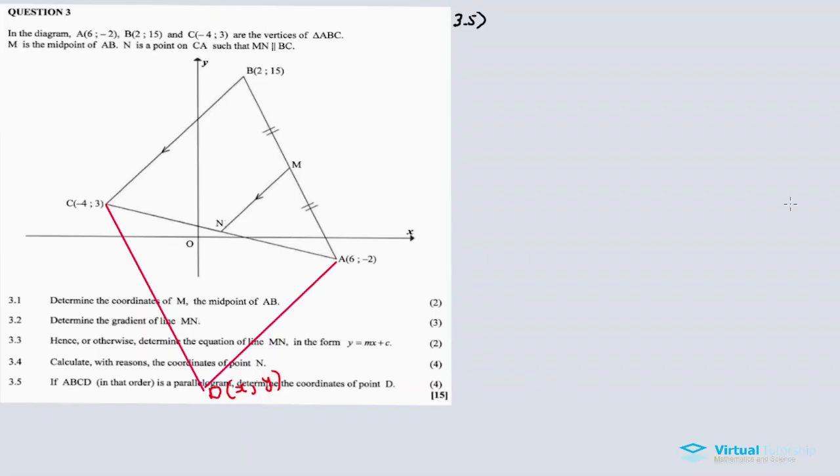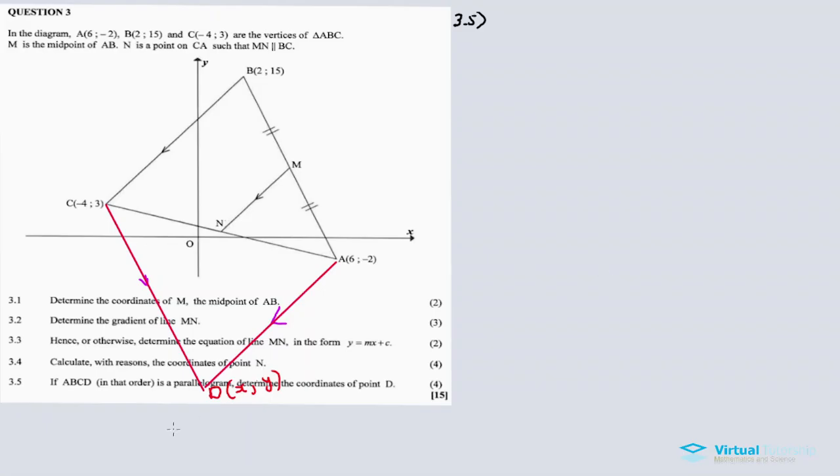All right. These sides are parallel. One way of doing it is to get the equations of this line as well as this line, then find D as the point of intersection, or solve these equations simultaneously, or you can use the properties of a parallelogram.